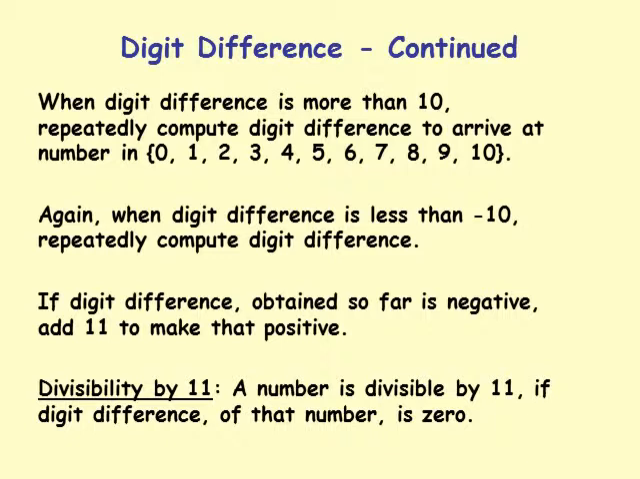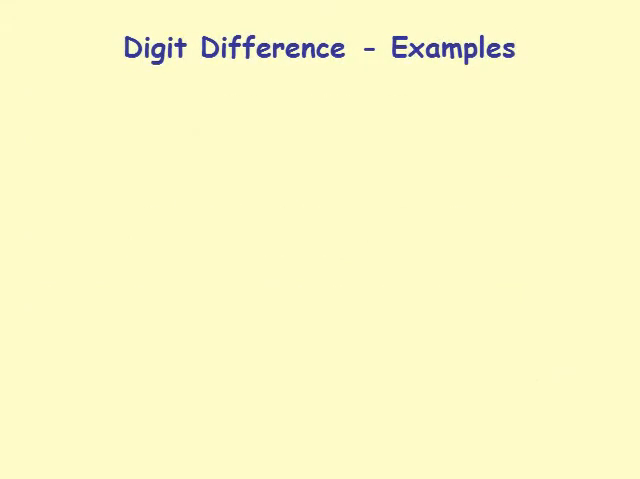Let's continue. Now, divisibility by 11. A number is divisible by 11 if digit difference of that number is 0. Okay, a number is divisible by 11 if its remainder when we divide it by 11 is 0, and we already figured out that when remainder is 0, so is the digit difference. Okay, let's continue and have some examples.